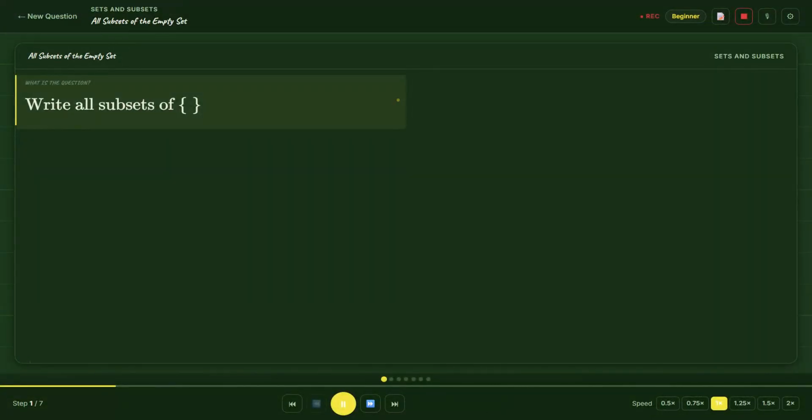Okay, we have a set with nothing inside it. This is called the empty set. We need to find all the subsets of this empty set.